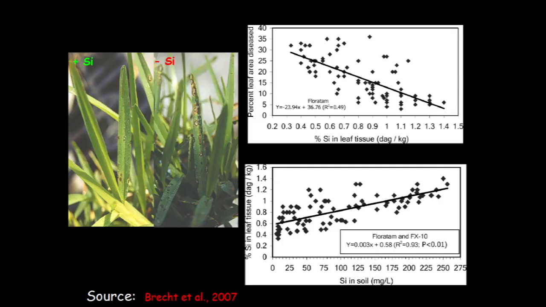We've seen similar examples in turf. As you increase concentrations of silicon in the soil, you get a nice linear increase in the concentration of silicon in the plant tissue. And if you put that relationship to disease development, again, as you're increasing the concentration of silicon in leaf tissue, you get a nice linear decrease in the amount of disease that's occurring. So it seems like it's probably concentration dependent, and this is a very nice study that kind of shows that.